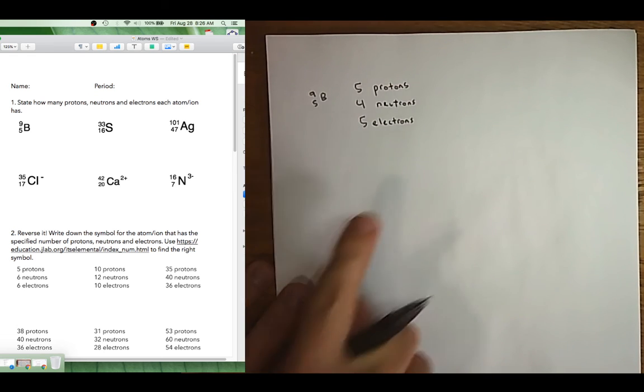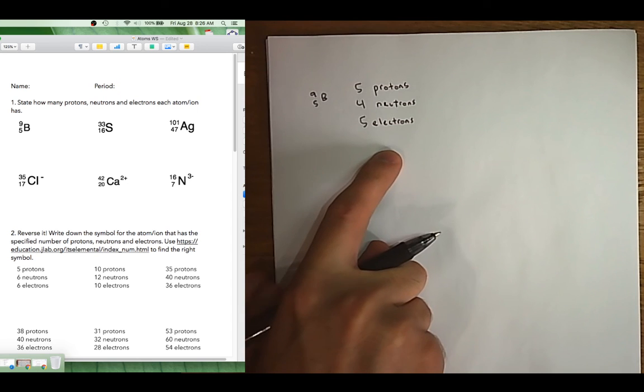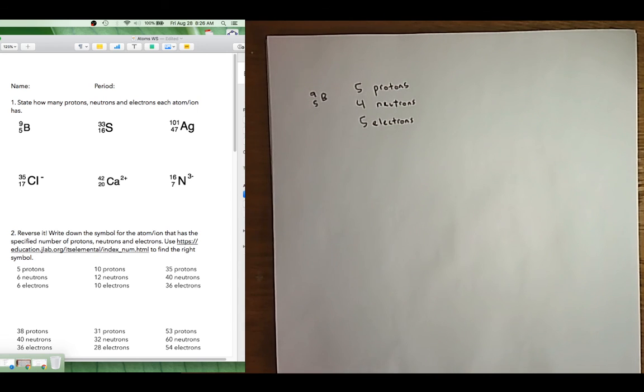So that's the first atom for question 1. What I want you to do is go complete the rest of these, and then watch video number 2, and we'll talk about the next problems.